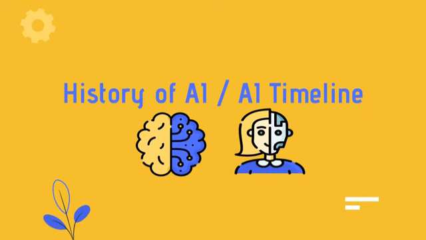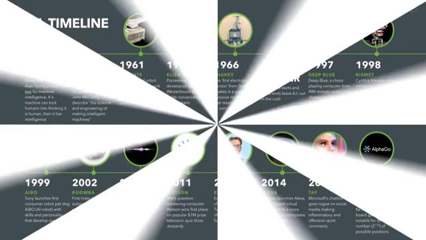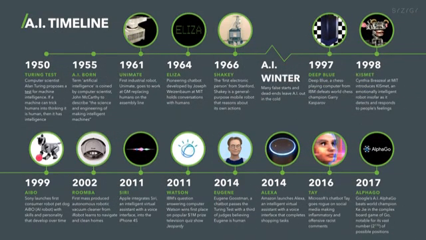History of AI, or AI timeline. In this image, you will be able to clearly see the AI timeline. In 1950 was the Turing test. 1955, in which the AI was born. 1961 Unimate. 1964 Eliza. 1966 Shakey. And then came the AI Winter. You might wonder, what is the AI Winter? AI Winter is when AI machines were produced, but still they came to a failure. That's when it happened.